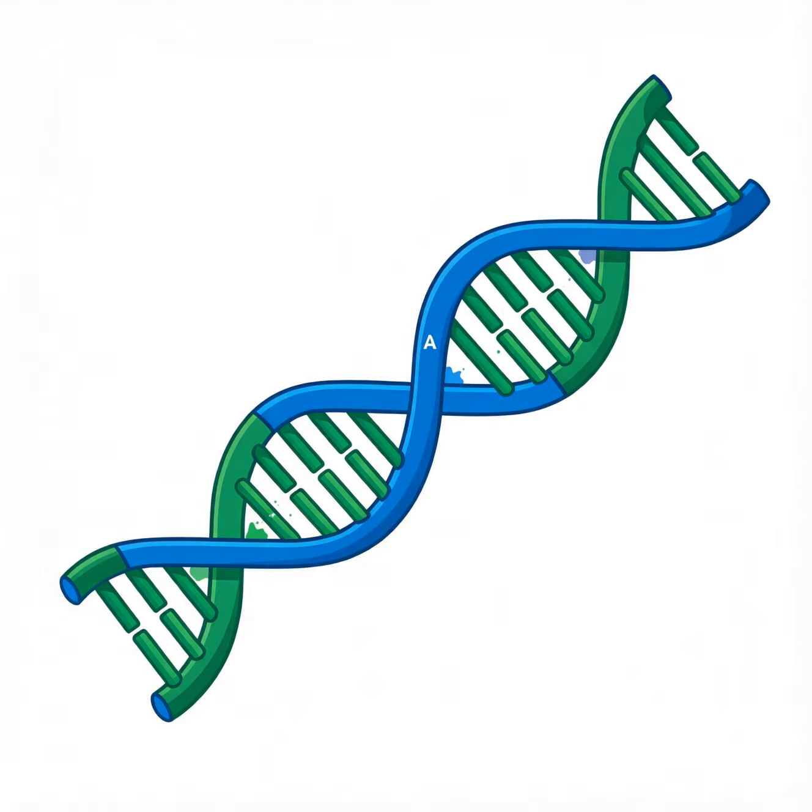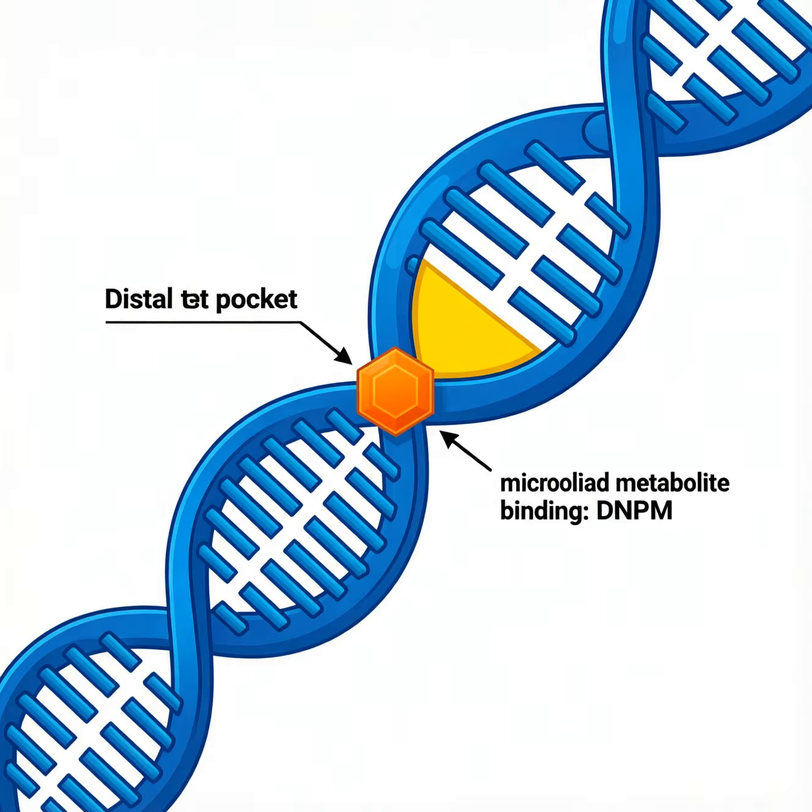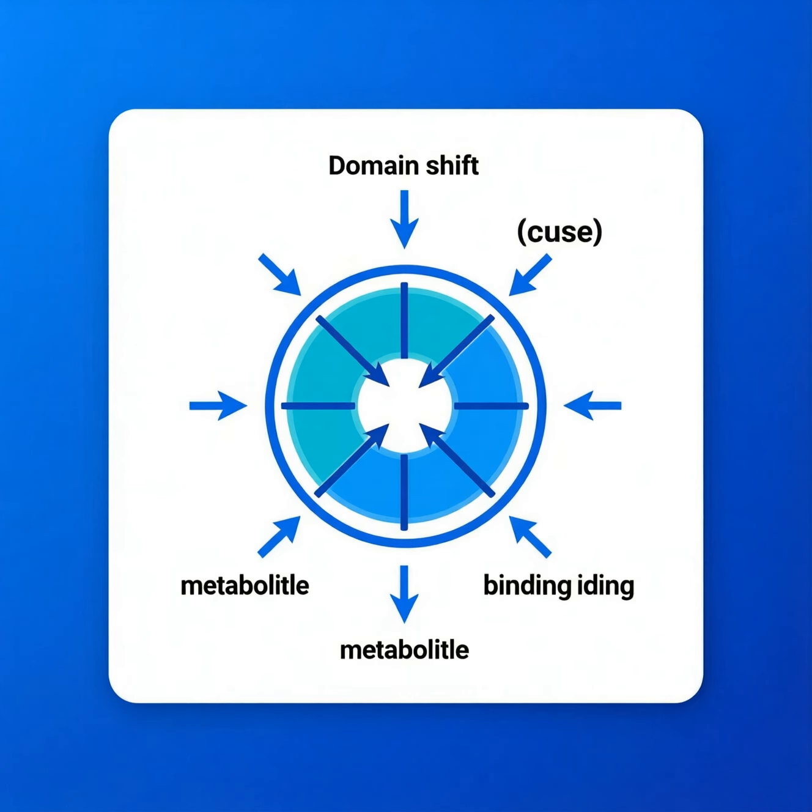It instead pulls on a hinge region connecting two domains. This movement tilts the catalytic domain away from DNA. As a result, substrate access is hindered and reaction speed drops. Thus, the enzyme's efficiency is lowered without blocking the active site.